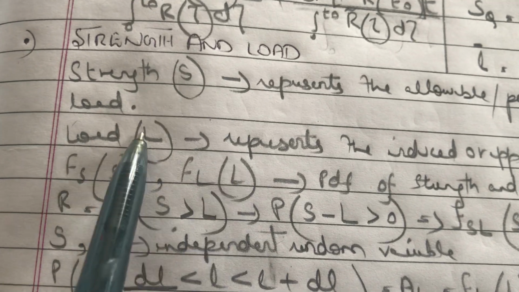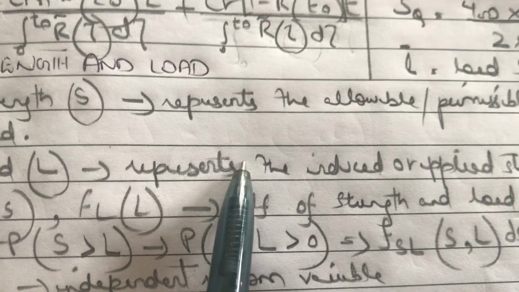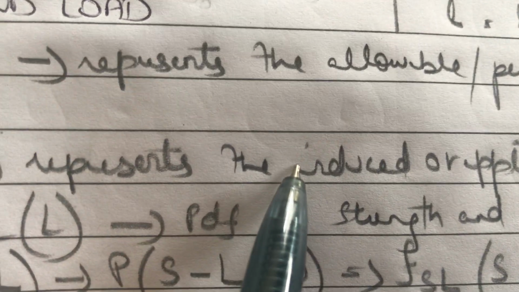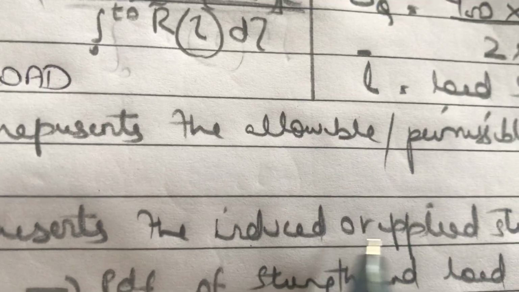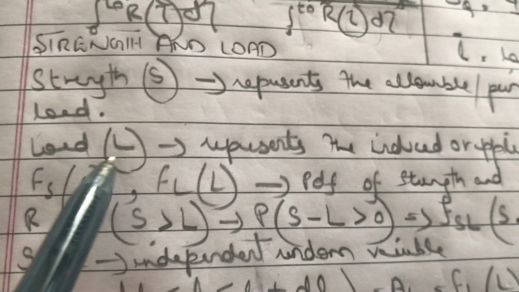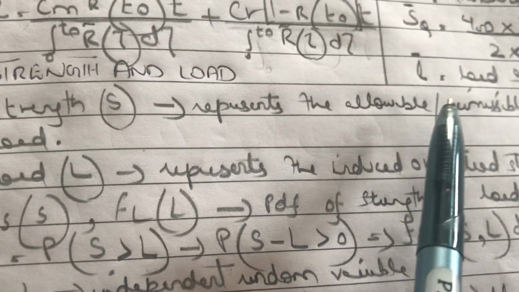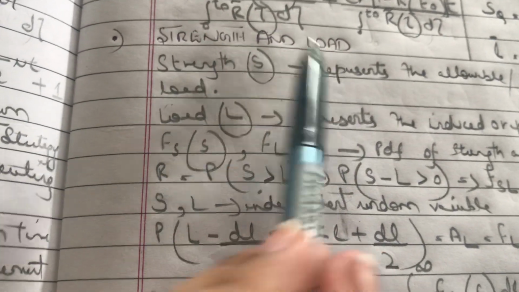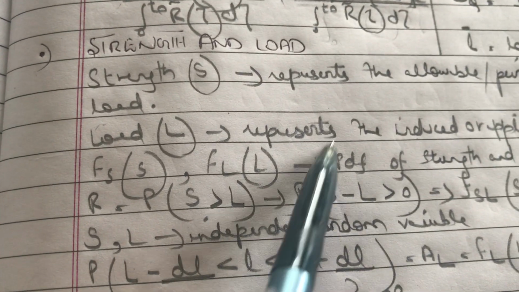And what is load? Load, L, is represented as the induced or applied stress. So load is basically the induced or applied stress, and strength is basically the allowable or permissible load. These strength and load are represented in the form of PDF.